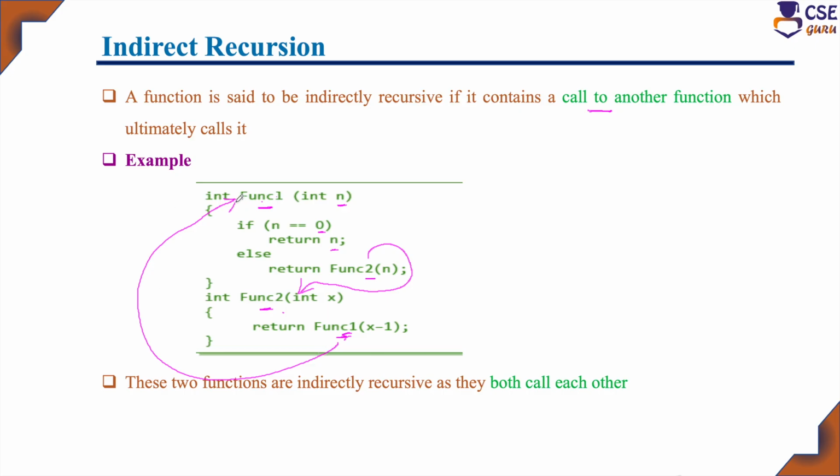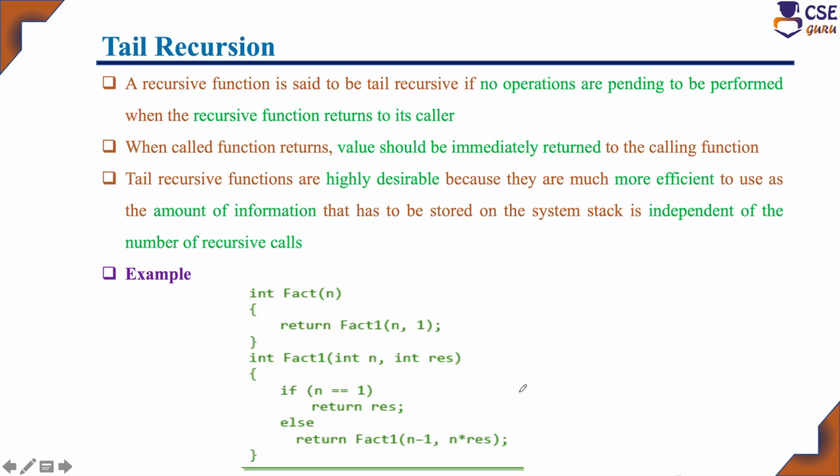Can you understand the difference between direct and indirect recursion? Direct recursion means the same recursive function calls itself. Indirect recursion means two functions will be there. The first function will call the second function, and the second function in turn will call the first function. That is the difference. Indirectly, the first function calls itself through the second function. So here there are two functions that are indirectly recursive, both call each other. This is indirect recursion. And next is tail recursion.